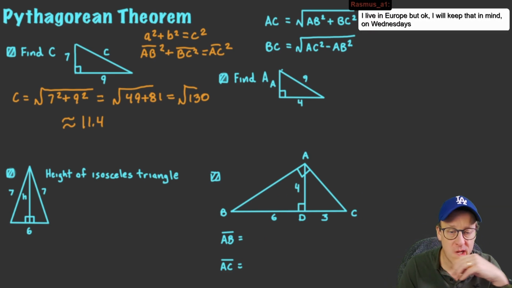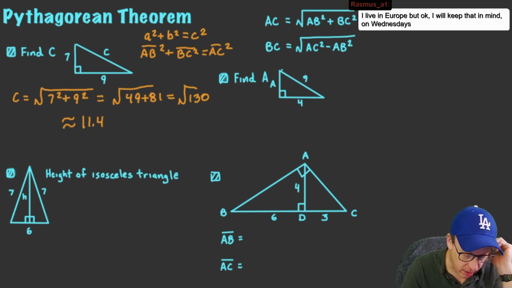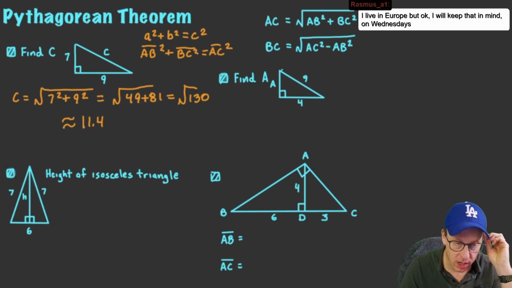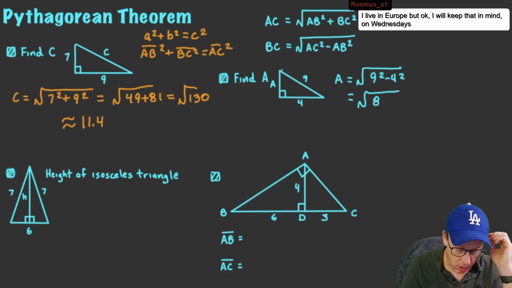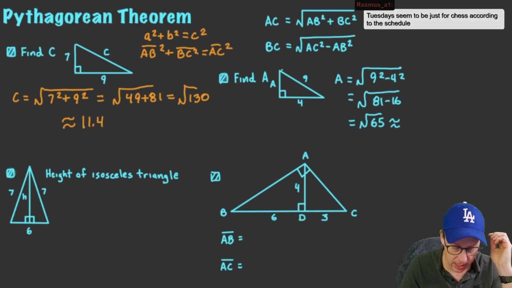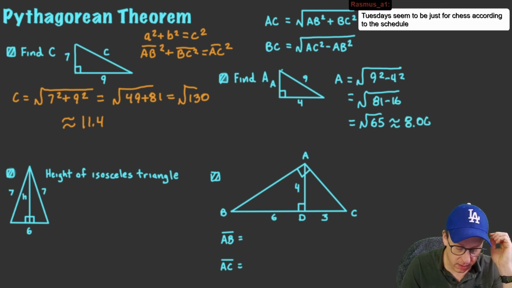Okay, so we got that 1104. Let's say we have another situation here with this triangle. Again, we're going to solve it in the same way. Let's say we want to find a this time. We're just going to take our sides, 9 squared minus 4 squared, which is the square root of 81 minus 16, which is equal to the square root of 65, which is approximately, again, equal to 8.06. And let's go and work with these.